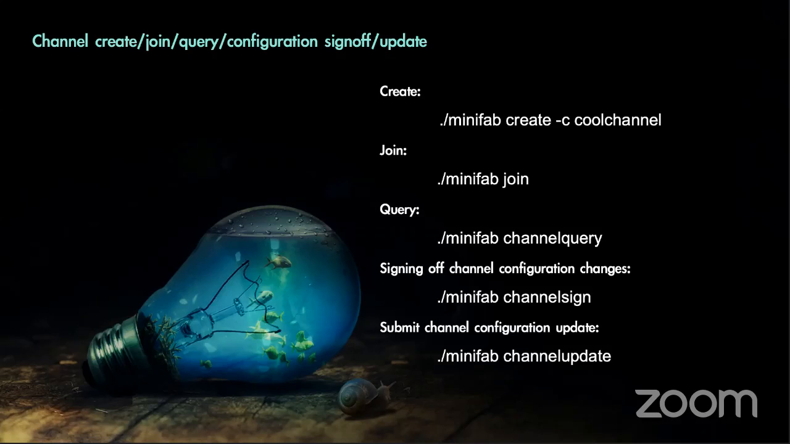To join the peers currently running where your Minifabric is, it's really, really easy, because Minifabric knows how many peer nodes are running on this machine, and will join all those peers into the channel that you created. To know what the channel configuration looks like, you can simply do channel query. It will produce a JSON file, then you can do inspection.